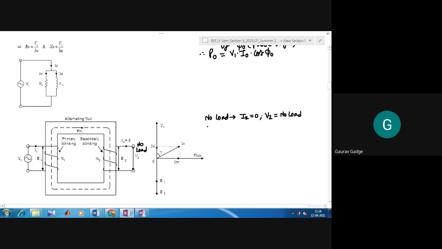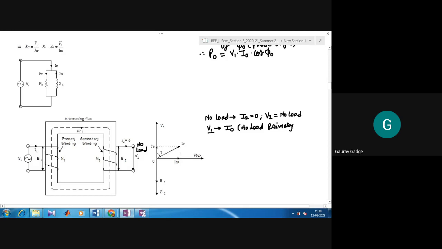Now we get only the current which passes through the primary side due to the supply voltage V1. That current is I0, and this I0 is called the no load primary current.